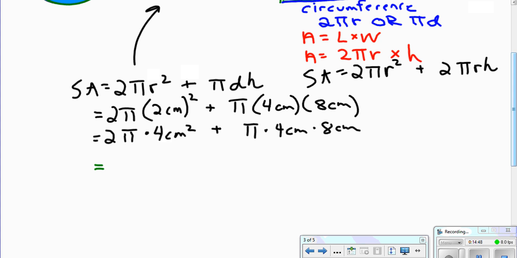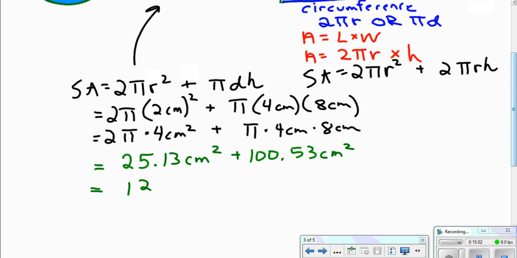So 2 times pi times 4 gives us 25.13 centimeters squared plus 100.53 centimeters squared. Lastly, we can add these up, and we get 125.66 centimeters squared. And these questions don't tell us what kind of decimal places to use, but that's what we're going to use.